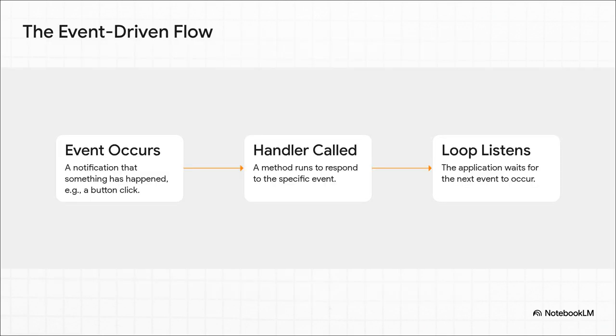And that's the whole flow. The application is just listening in this constant loop. An event happens, let's say you click a button, that click triggers a very specific piece of code, which we call a handler. The handler runs, does its job, and as soon as it's finished, the app goes right back to listening. This whole listen, react, listen cycle is what makes modern software feel so incredibly responsive.